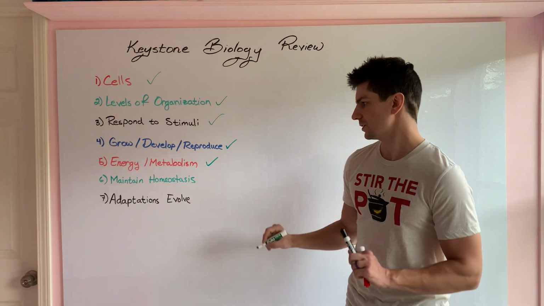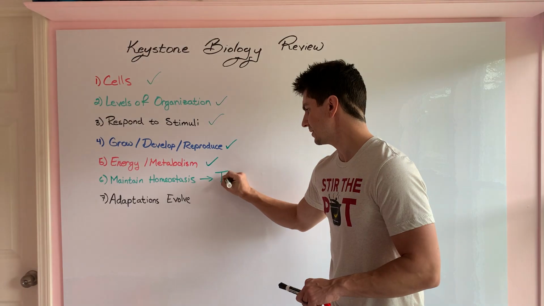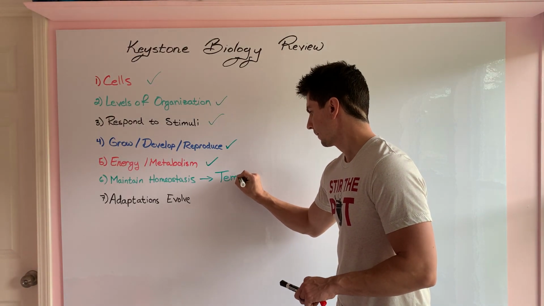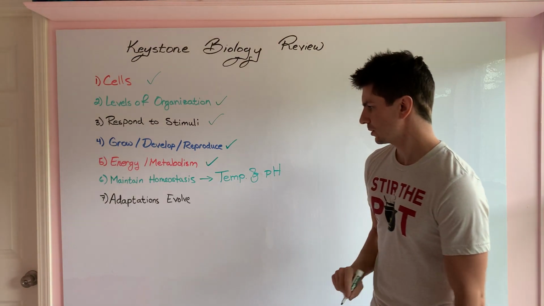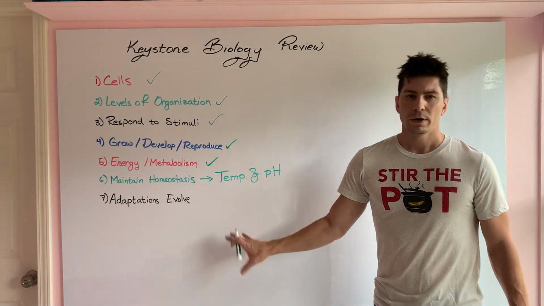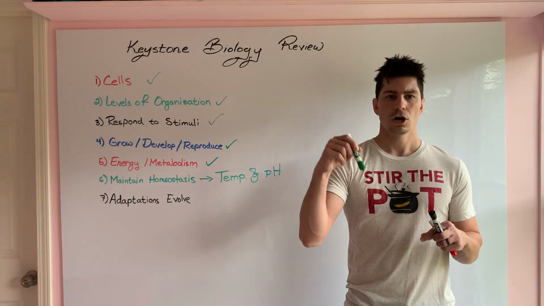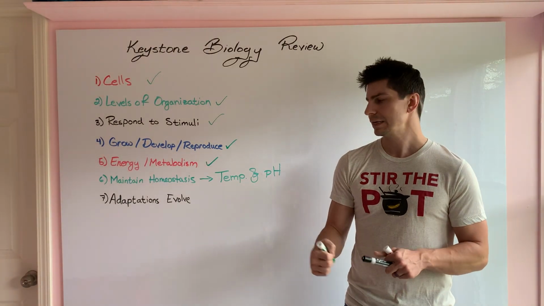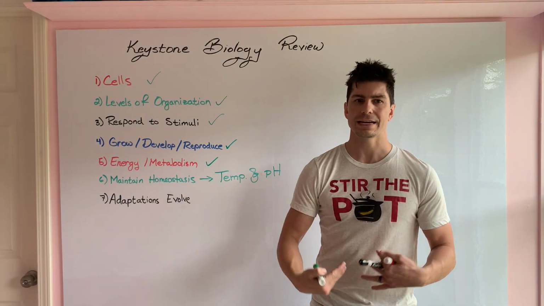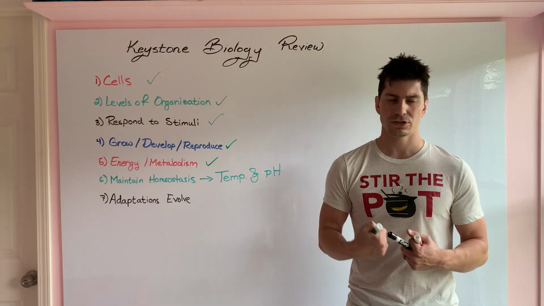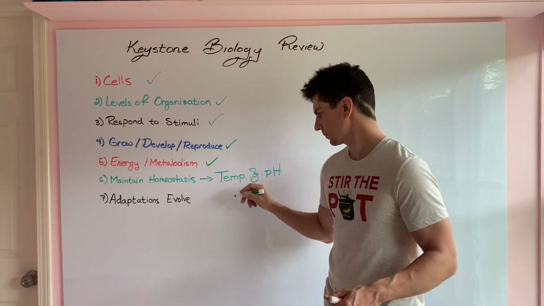Maintain homeostasis. Two things I want to talk about here, okay, are temperature and pH, okay? When we are maintaining homeostasis, anytime you guys see the prefix homo or homeo, it means the same. So we want to maintain or keep the same internal conditions in our body. And like I said, let me talk about temperature and pH, okay?